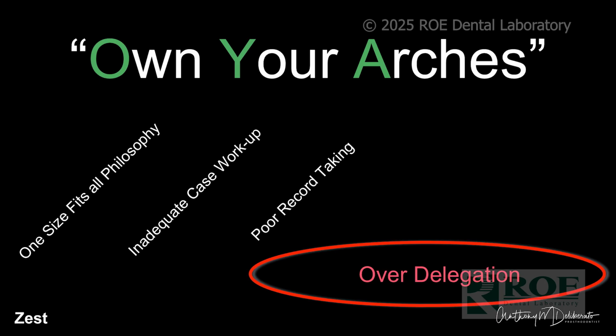Next is over-delegation, and I am seeing this more and more in the digital world. Things such as, like I showed in another case, if the assistant doesn't know centric relation and centric occlusion, and they're just scanning a patient or squirting bite registration and having the patient bite, and that jaw comes forward and CR is not equal to CO, you're adding inaccuracies into the case that will cost you time and money down the road.